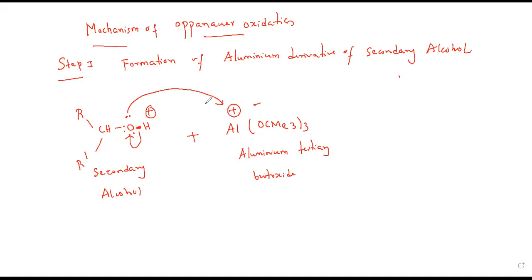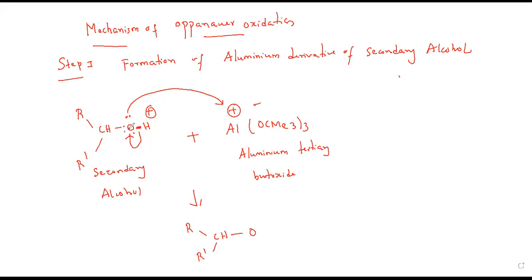for aluminum. Why? Because oxygen is having 3 lone pairs of electrons. So this extra lone pair of electrons, it will donate for aluminum, which is having a positive charge. Therefore, what happens? A new bond will be formed between oxygen and aluminum. Okay, now you can see the structure. R, CH, R dash, the same thing I have written here, followed by oxygen.